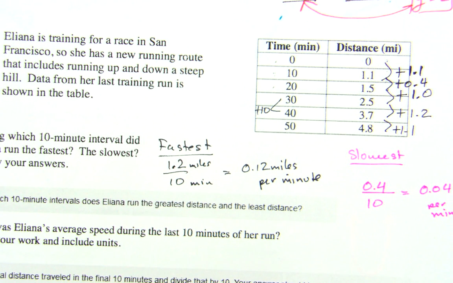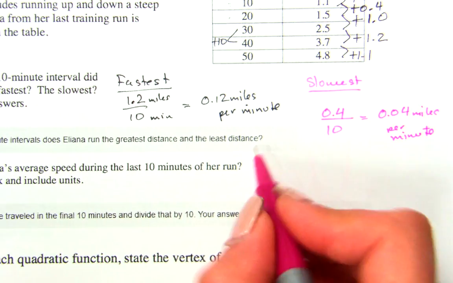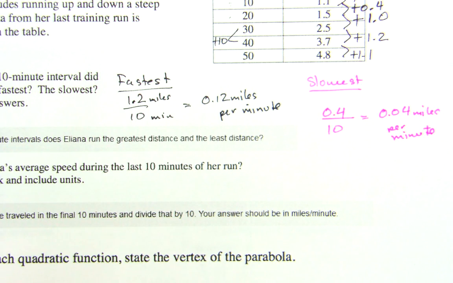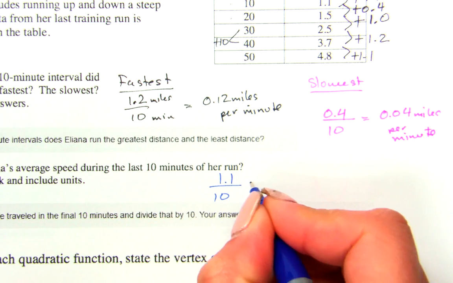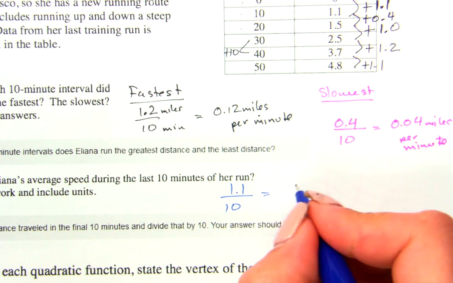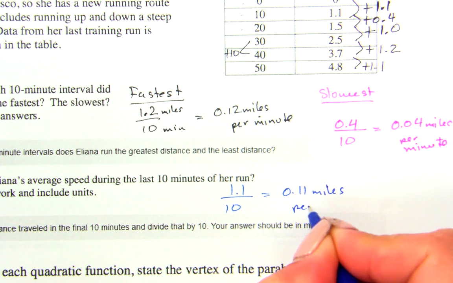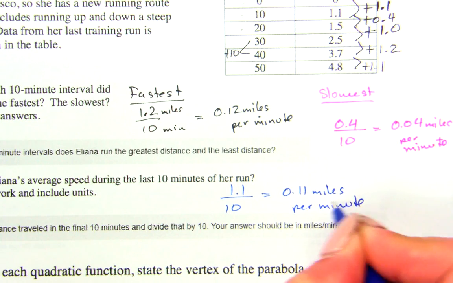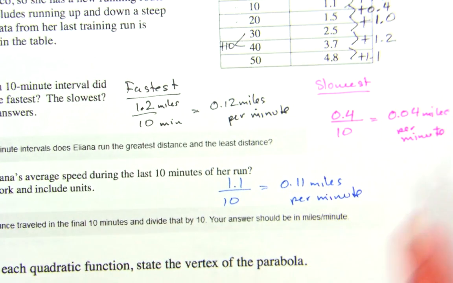During which turn the greatest distance, the least distance. What was Eliana's average rate of speed during the last 10 minutes of her run? The last 10 minutes of her run were between 40 and 50. So she went 1.1 over 10. So 1.1 divided by 10 means she went 0.11 miles per minute during the last 10 minutes of her run. So that's number 68.